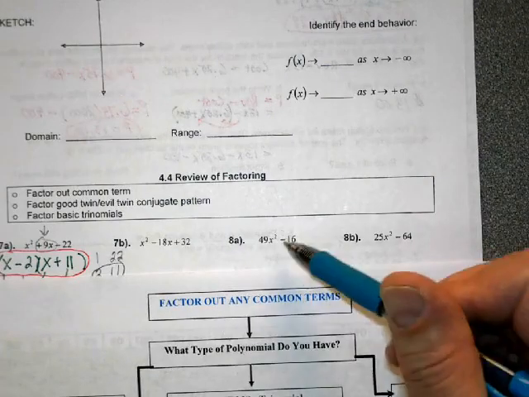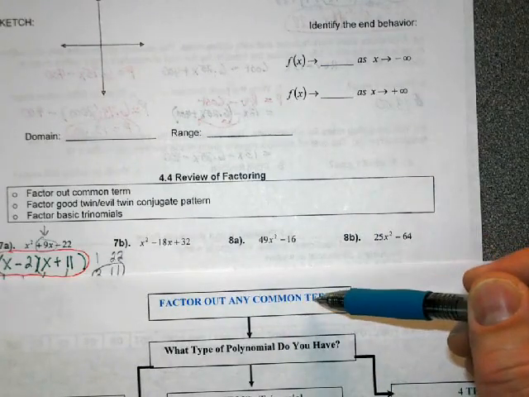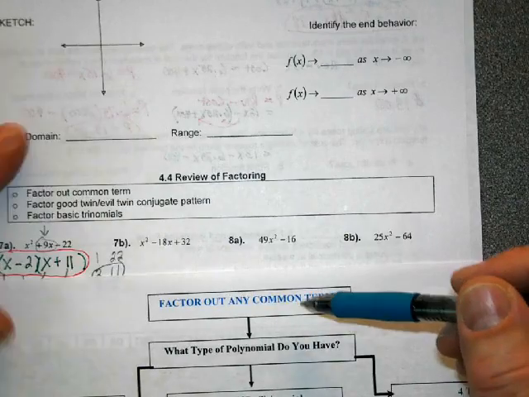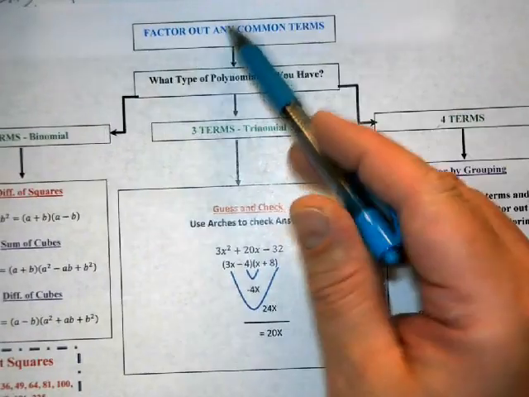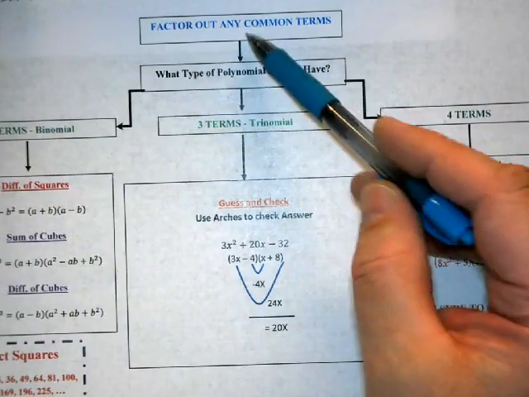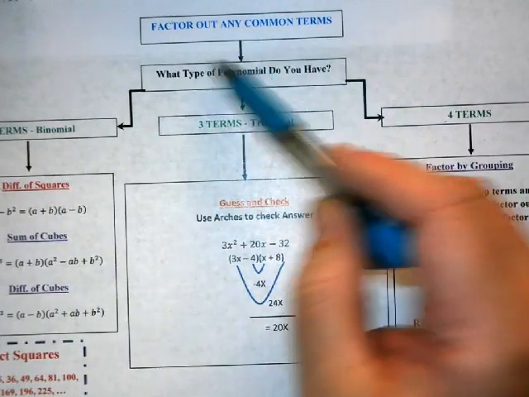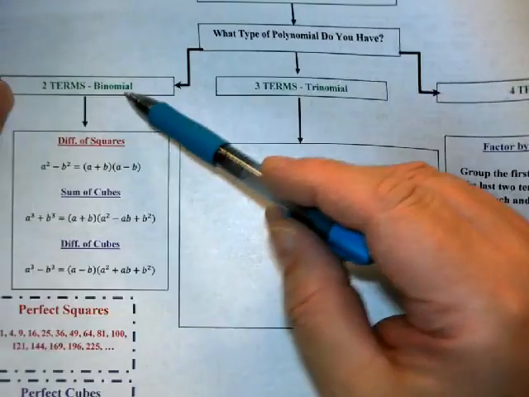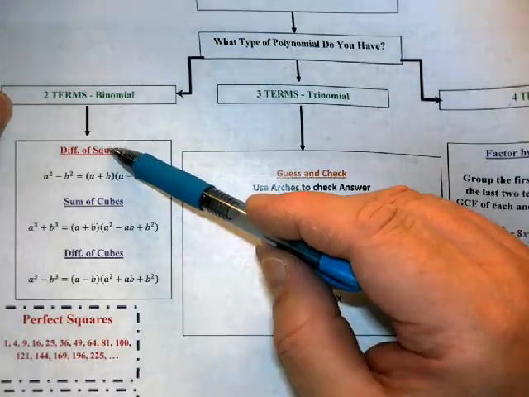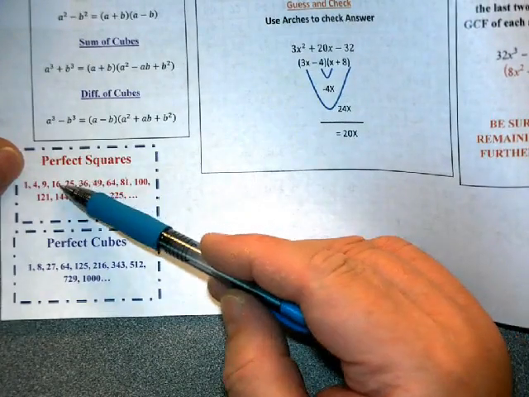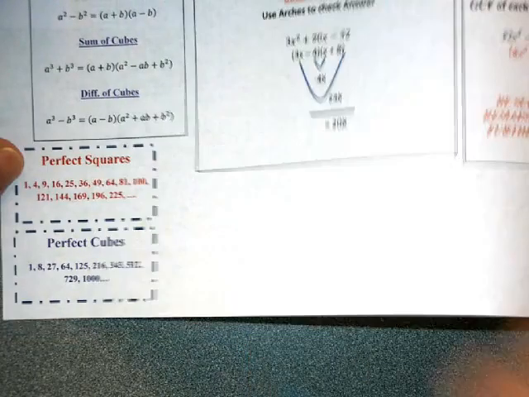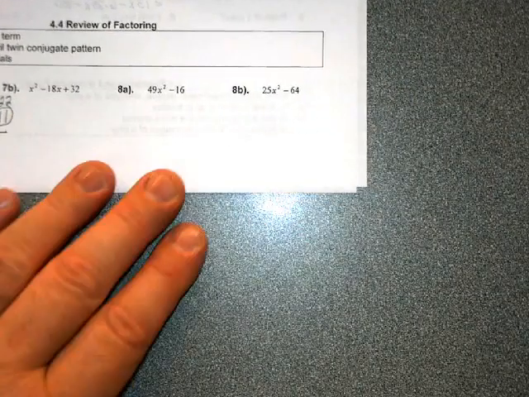No. Well, they are both squares, okay? So let's just follow our chart, but they don't have any common factors, right? So what type of polynomial? I have a binomial, so I have two terms. Is it a difference of squares? Yes. I look at my perfect squares chart here, and 16 and 49 are indeed perfect squares. So I'm going to change this to 7 squared x squared minus 4 squared.